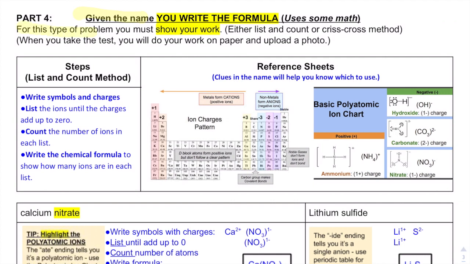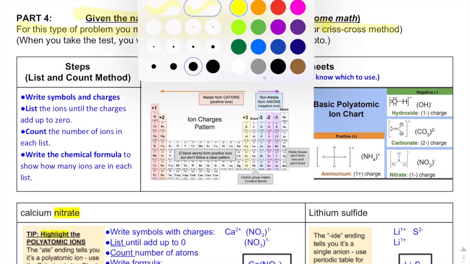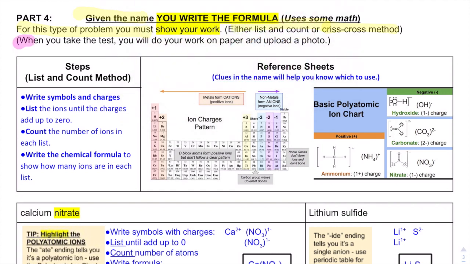For this type of problem, you must show your work, either the list and count method or the crisscross method. And when you take the test, you will have to do your work on paper and upload a photo. So keep that in mind when you take the test next week. You will need to show what we're going to do here on some paper and upload a photo.